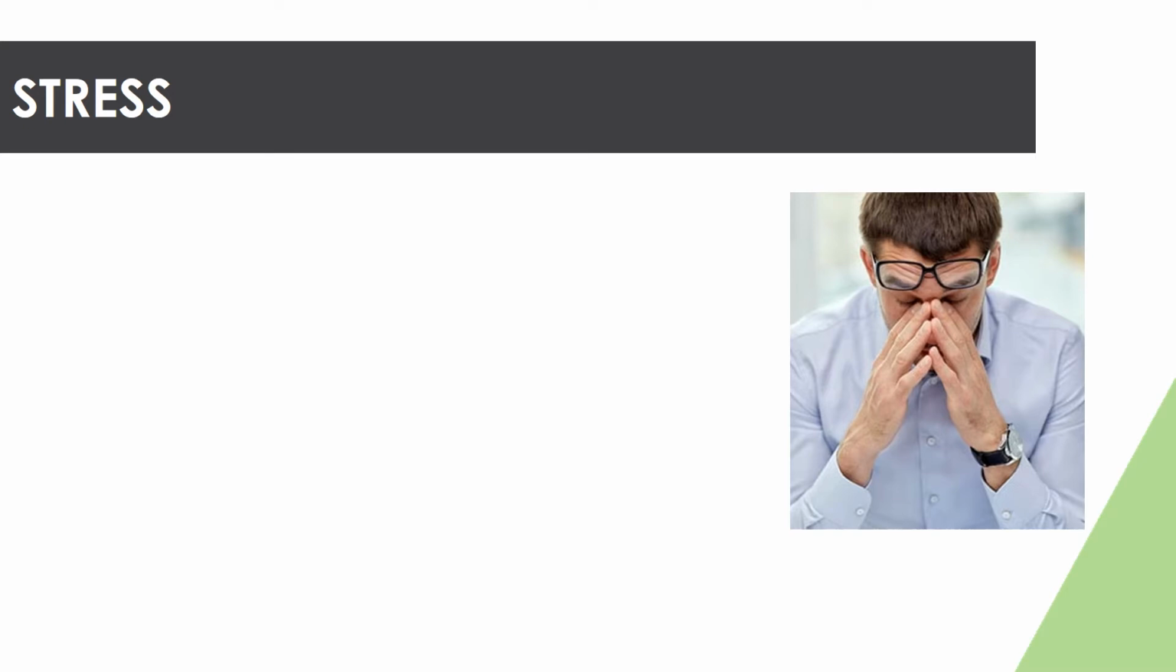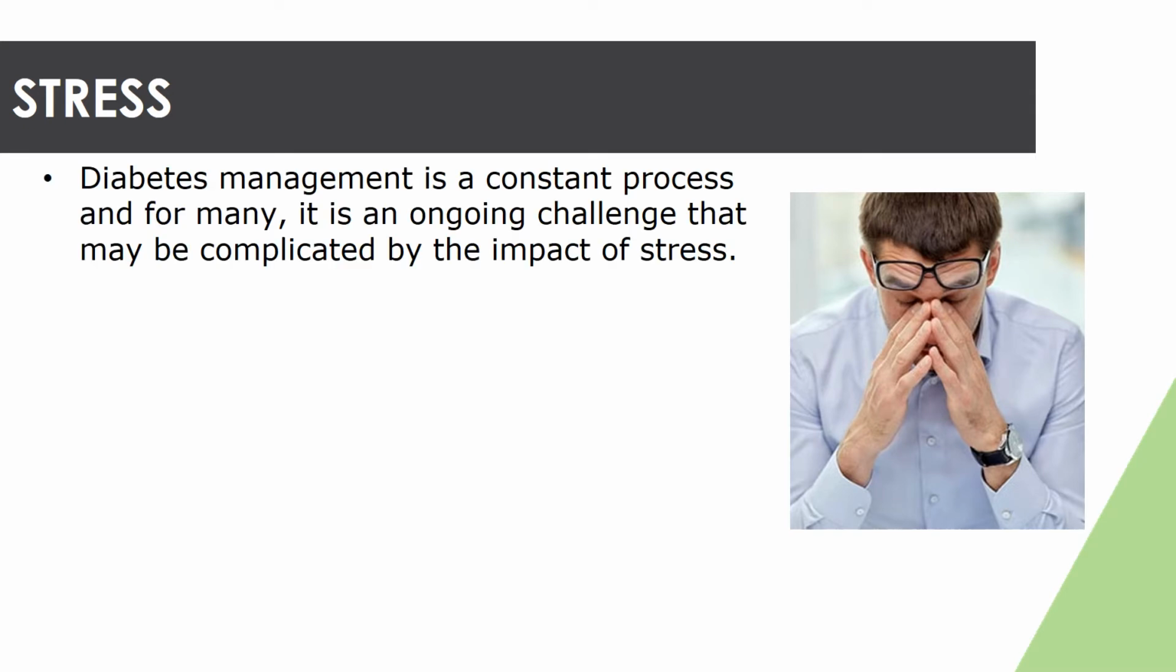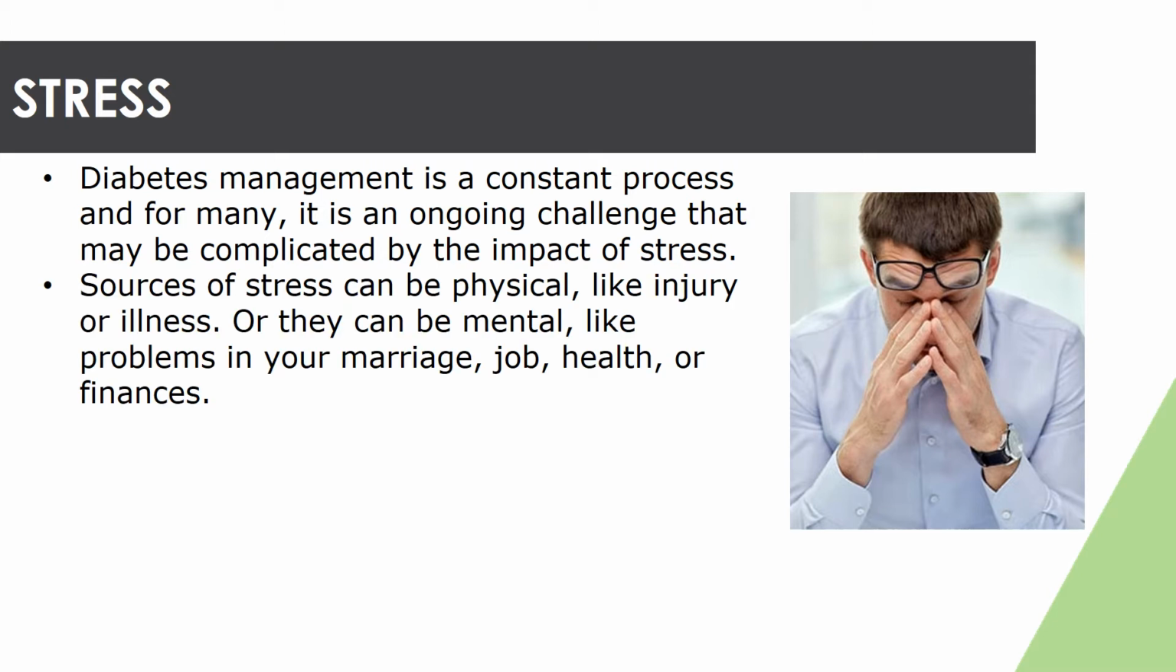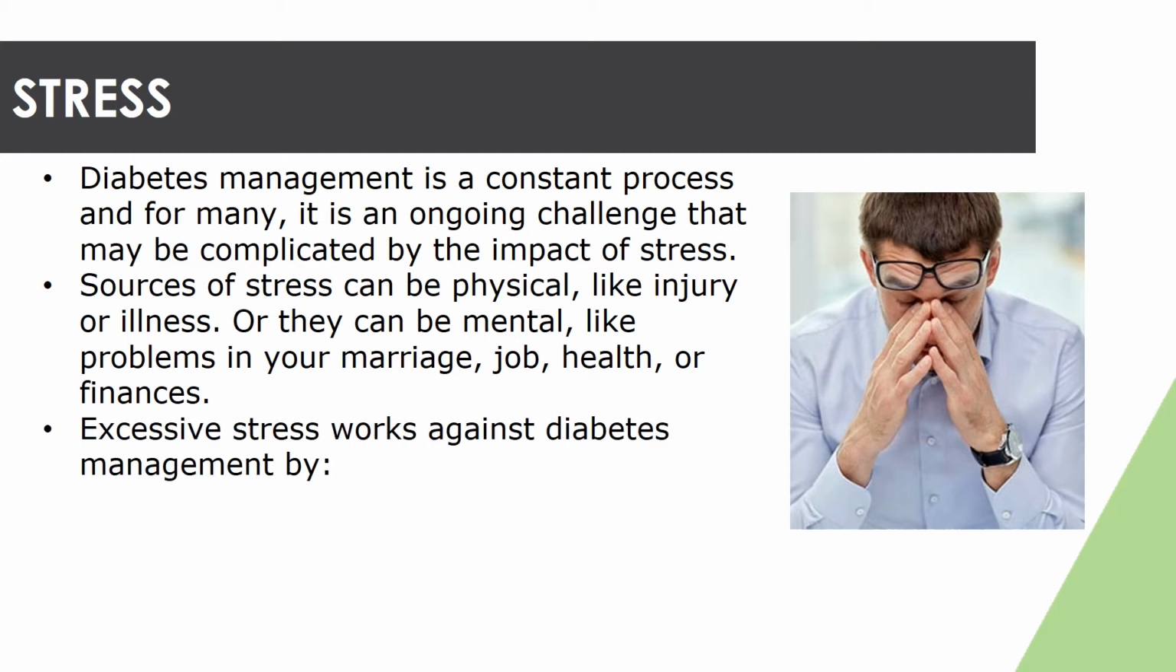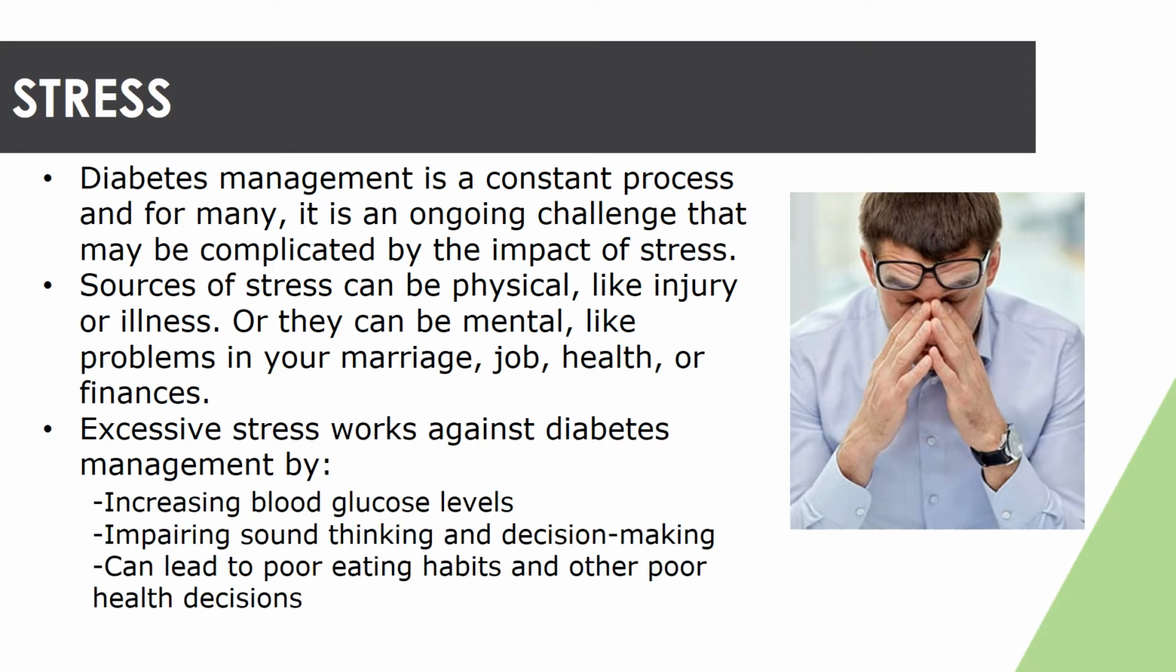So what about stress? Diabetes management is a constant process and can be complicated by stress. Sources of stress can be physical, like injury or illness, or stress can be mental or emotional, like problems in relationships, our jobs, health, or with finances. While we all have stress in our lives, excessive stress works against diabetes management by increasing blood glucose levels. It can impair sound thinking and decision making, and this can lead to poor eating habits and other poor health decisions like excessive alcohol consumption, too little or too much sleep, and inadequate exercise.